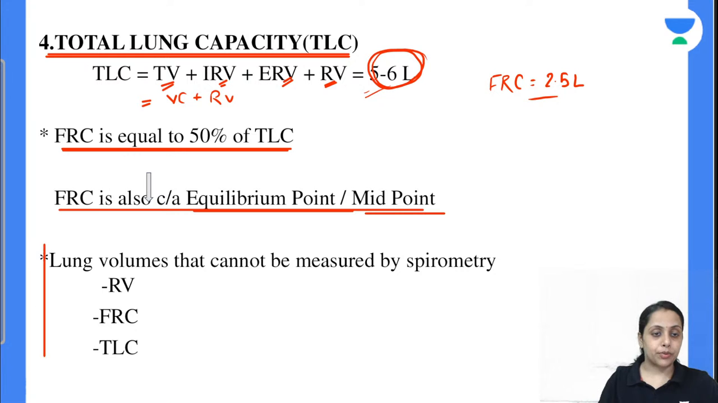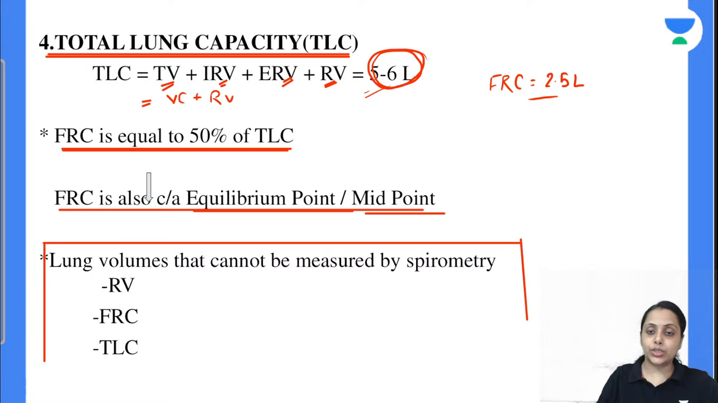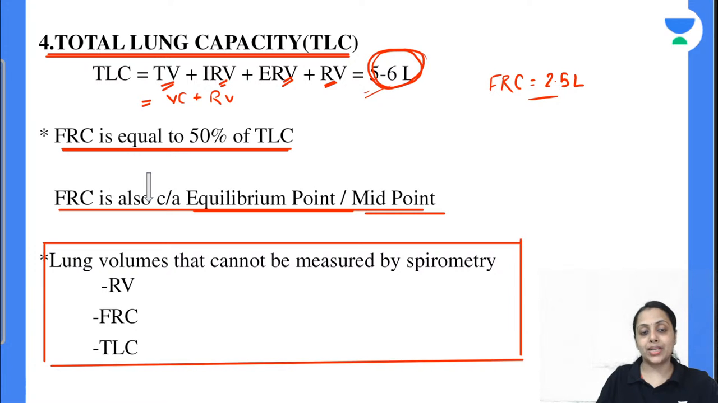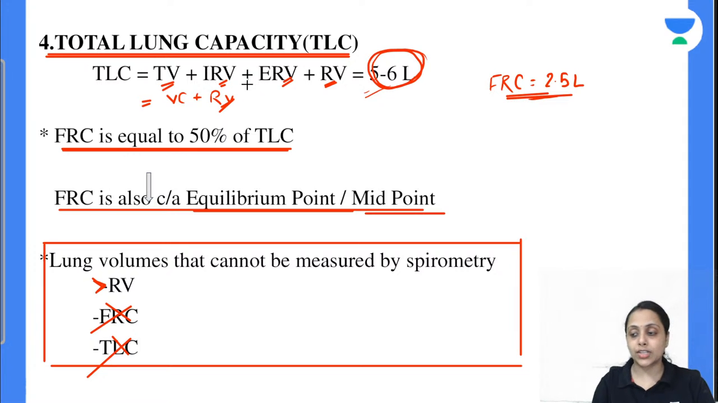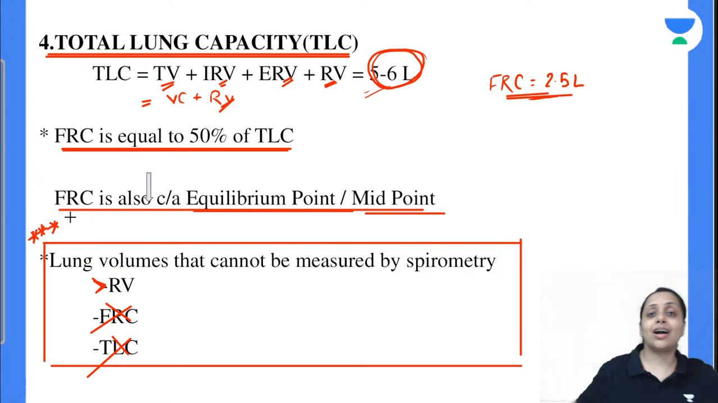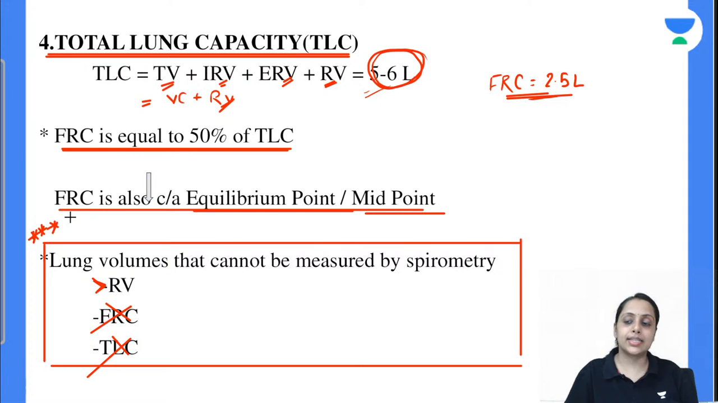Now coming to the next important point: there are some volumes and capacities which cannot be measured by Hutchinson spirometry. Which volume can we not measure? We cannot measure the residual volume. When we cannot measure the residual volume, we cannot measure FRC, because FRC is the summation of expiratory reserve volume plus residual volume. And we cannot measure total lung capacity because it also consists of the residual volume. So this point is important. From the Hutchinson spirometer, we cannot measure the residual volume, FRC, or the total lung capacity. Is this clear with everybody? Did you understand static lung volumes and capacities?